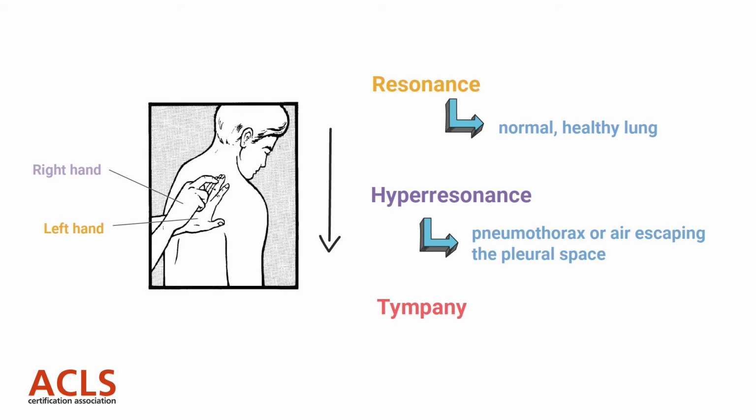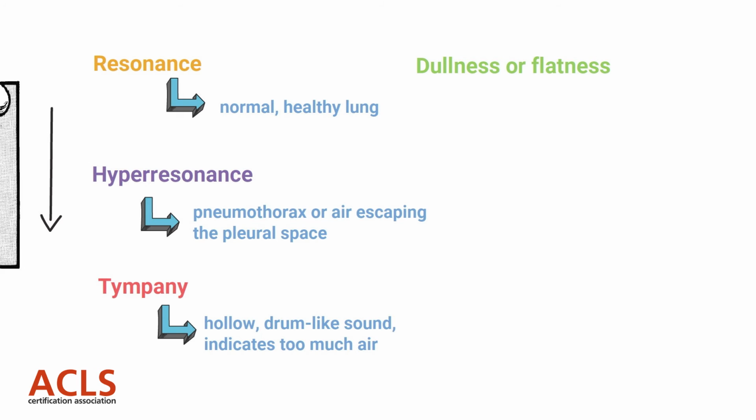Tympany is also another sound you might hear. Tympany is actually normal over the belly because the belly is full of air, but a very tympanic sound over the lungs indicates that there's way too much air. So resonance is normal, while hyperresonance and tympany are signs of air. If you hear a sound of dullness or flatness, that's an indicator that there is fluid, because fluid is not a good producer of sound when you percuss.